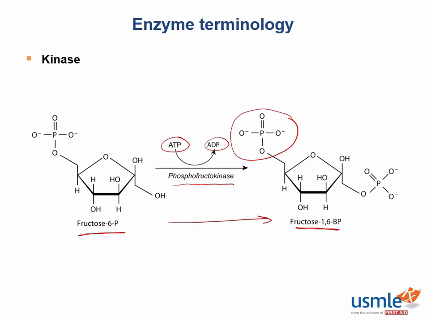And just to recap that, fructose 6-phosphate is acted on by phosphofructokinase, which takes a phosphate from ATP and sticks it on fructose 6-phosphate to form fructose 1,6-bisphosphate. The thing to remember here is that kinases transfer a high-energy phosphate group from ATP to a target substrate.